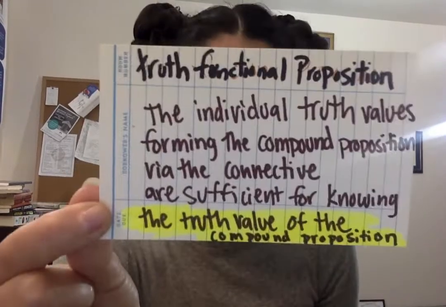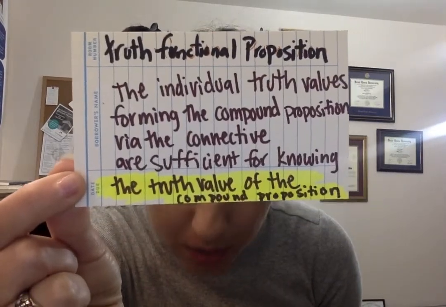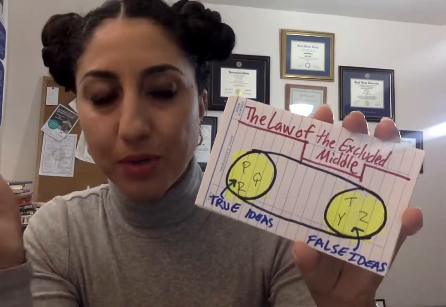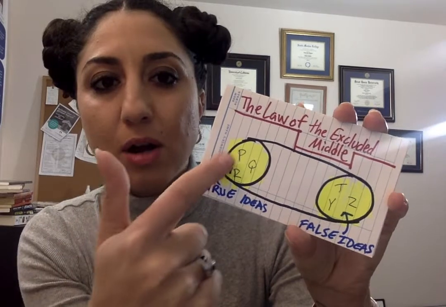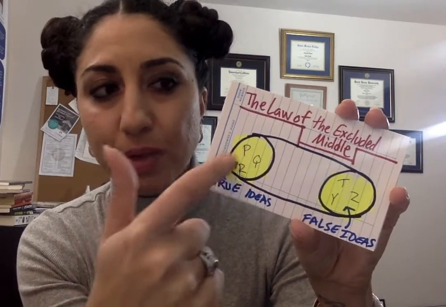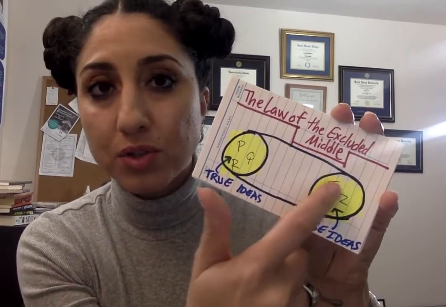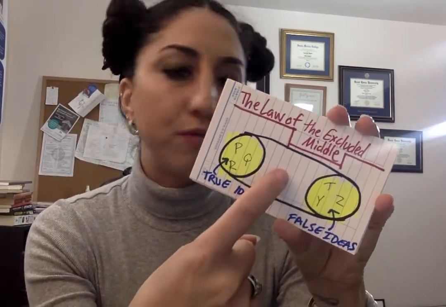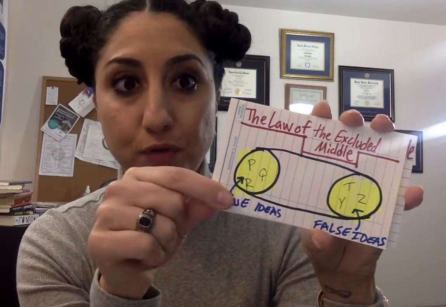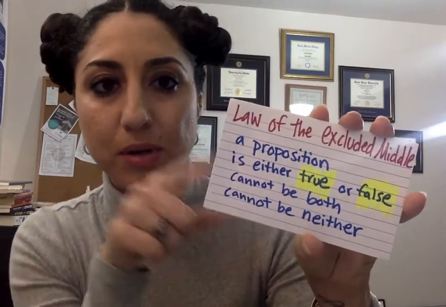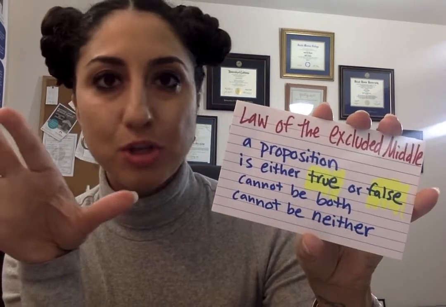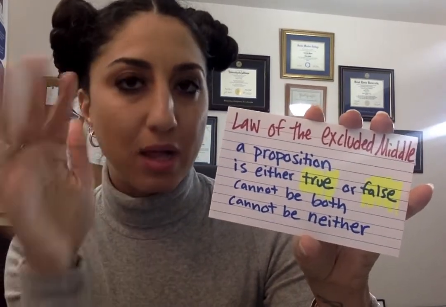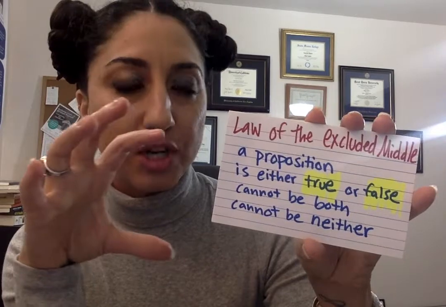So we are going to talk about a specific kind of proposition, and then we're going to talk about the truth functional proposition. So here's something we also need to know. The law of excluded middle says that there are propositions which are true, and there are propositions which are false, but there are no propositions which are both true and false or neither true nor false.